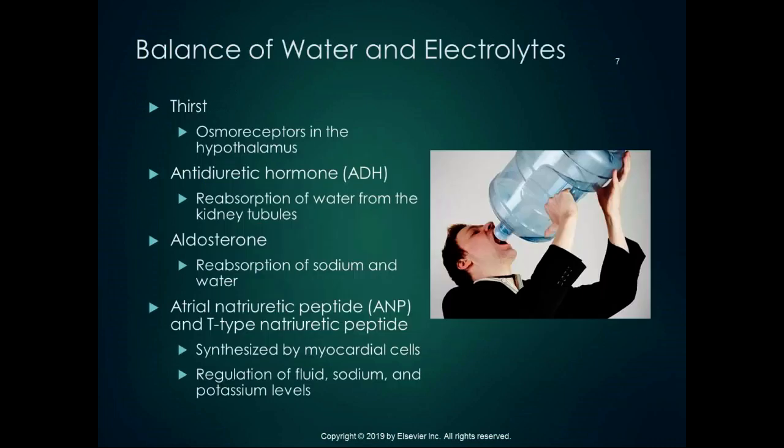We have some cellular and body mechanisms to balance our water and electrolytes. Thirst is one of them. We have neural receptors, which we will talk way more about in neuro next winter. We have osmoreceptors in the hypothalamus that tell us when we're thirsty, a little reminder to drink water. We also have a hormone called antidiuretic hormone, which affects reabsorption of water from the kidney tubules.